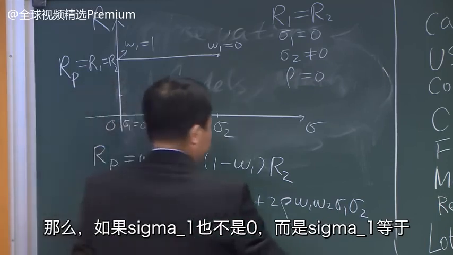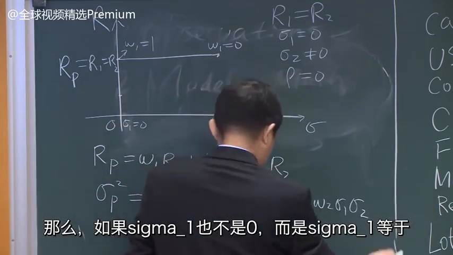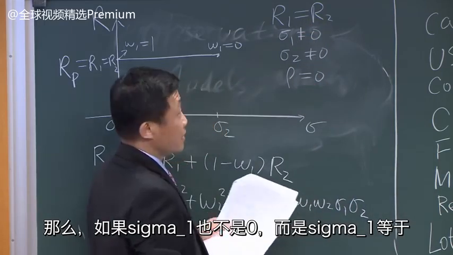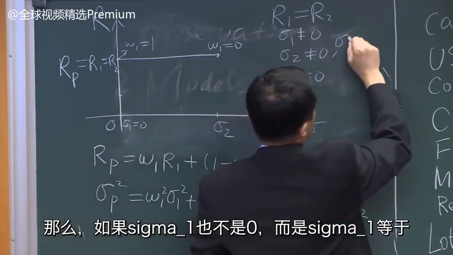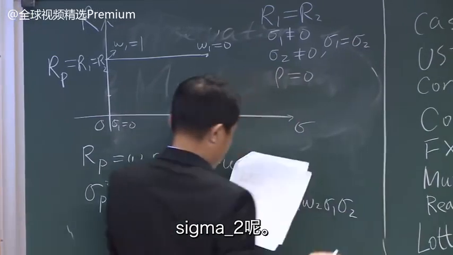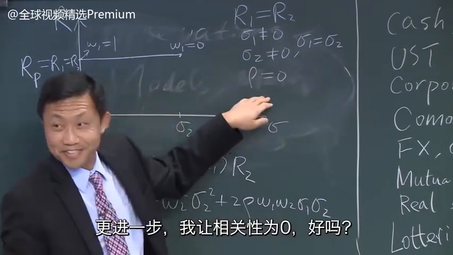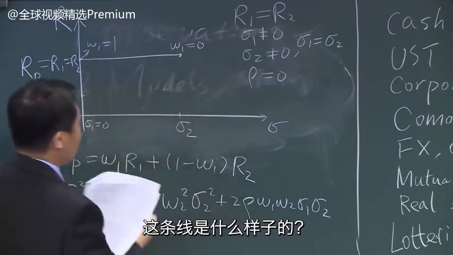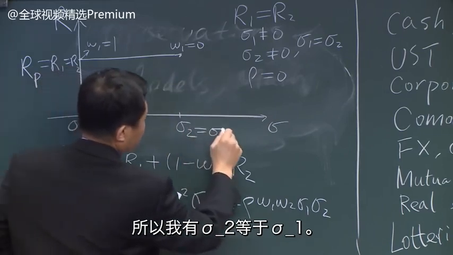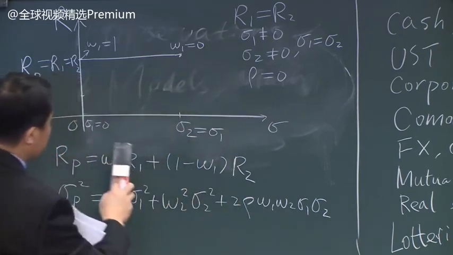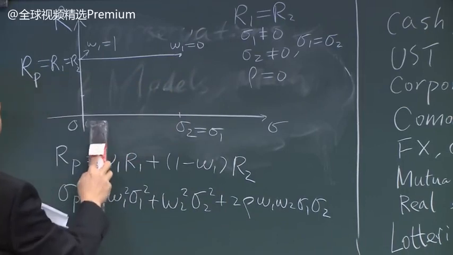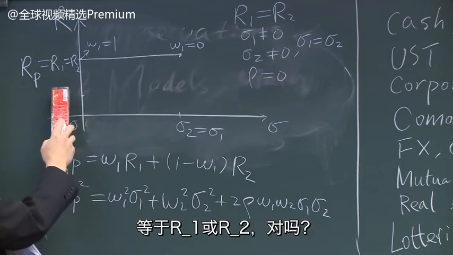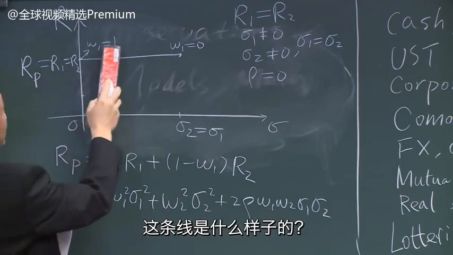So what if sigma 1 also is not 0, but sigma 1 equal to sigma 2, and further I impose the correlation to be 0, okay? What does this line look like? So I have sigma 2 equal to sigma 1, and R1 still equal to R2, so RP still equal to R1 or R2, right? What does this line look like?